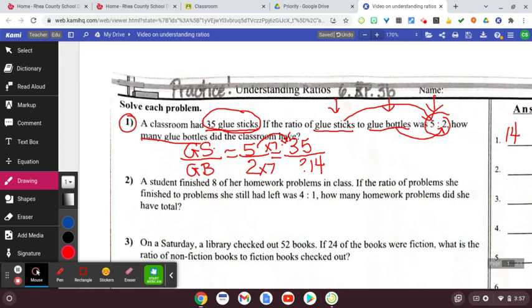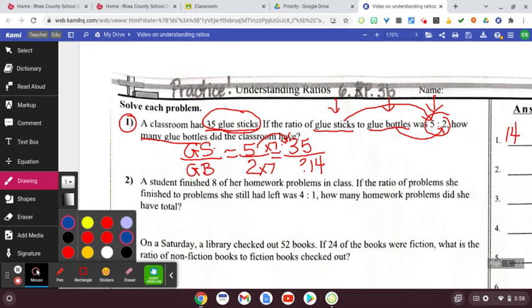The second one is similar, but just a little bit harder. In this problem, let me change to the blue. Let's see if I can get a blue marker going right here. It says a student finished 8 of her homework problems in class. The ratio of problems she finished to problems she still had left was 4 to 1. How many homework problems did she have total?